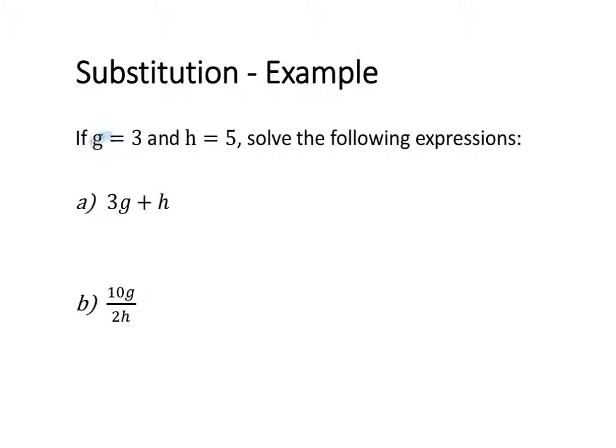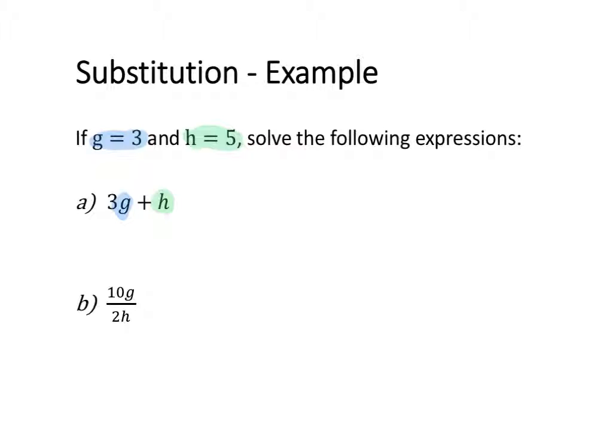If g is equal to 3 and h is equal to 5, we want to solve the following expressions. We've been told what g and h are equal to, so let's have a look at how we substitute them into the expressions. The first expression is 3g plus h. In that expression, I've got a g and I've got an h, so I need to substitute both my values into that expression before I solve.